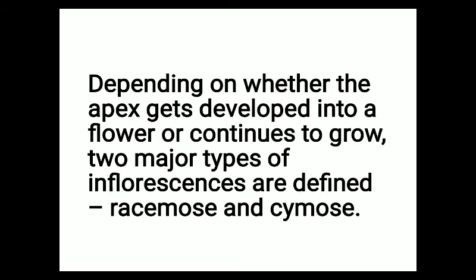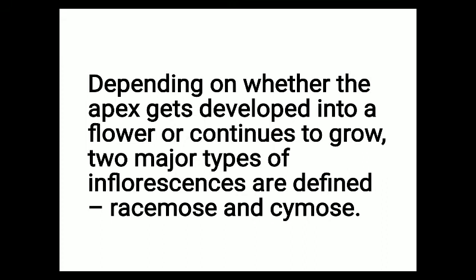Now what are the different types of inflorescence? Mainly there are two different types of inflorescence. First one is racemose type of inflorescence and second one is cymose type of inflorescence. On what basis have we categorized racemose and cymose type of inflorescence? On the basis of floral axis. Here it is written, depending on whether the apex gets developed into a flower or continues to grow, two major types of inflorescence are defined, racemose and cymose.